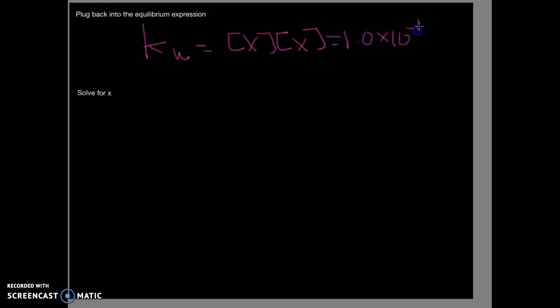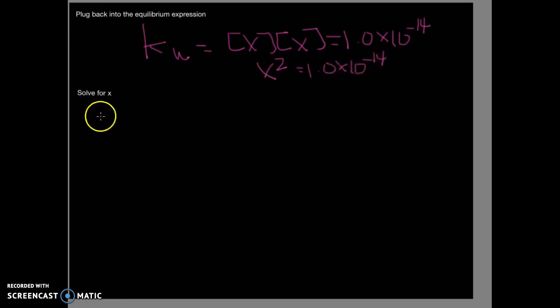Okay, we're going to plug back into our equilibrium expression, right? So I have Kw equals X for the hydronium and hydroxide. And remember, all of this equals 1.0 times 10 to the negative 14th because that is the constant for water at equilibrium and at 25 Celsius. So this is X squared, right? Equals 1.0 times 10 to the negative 14th.